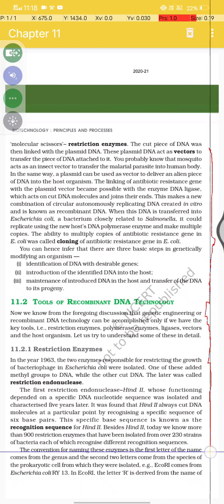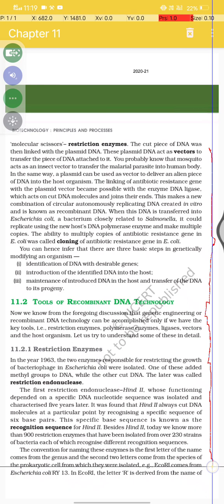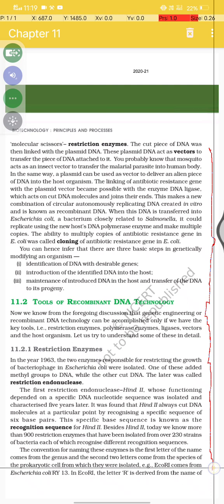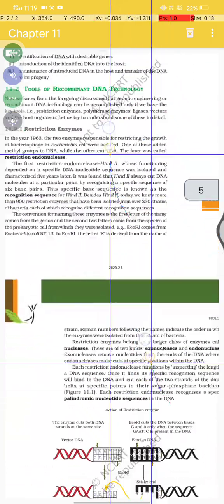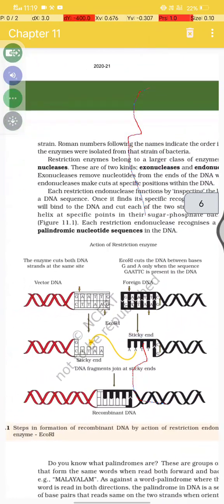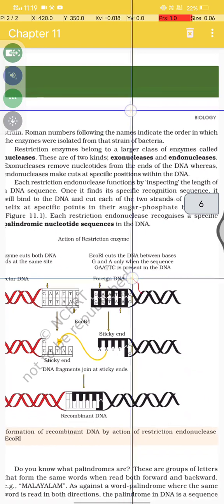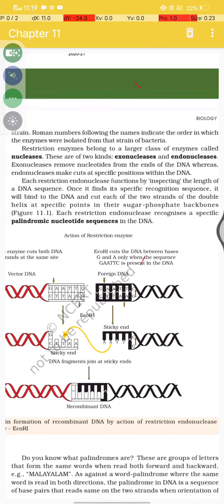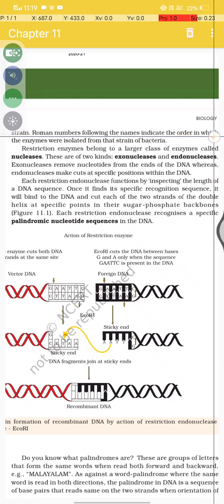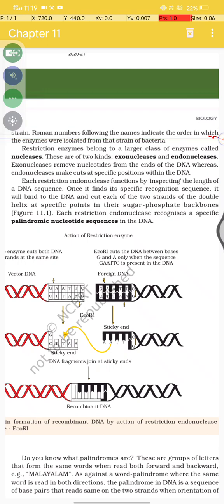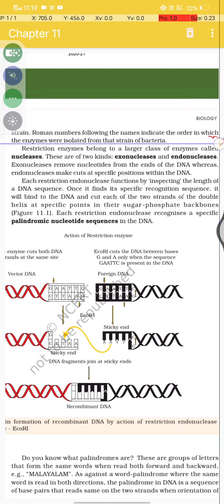The convention for naming these enzymes is that the first letter of the name comes from the genus and the second two letters from the species of the prokaryotic cell from which they were isolated. Example: Eco comes from Escherichia coli. The letter R is derived from the strain, and Roman numbers following the names indicate the order in which the enzymes were isolated from that strain of bacteria.